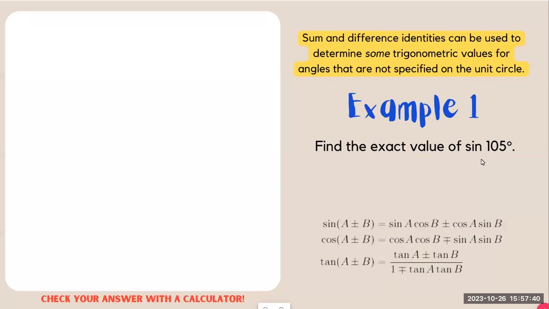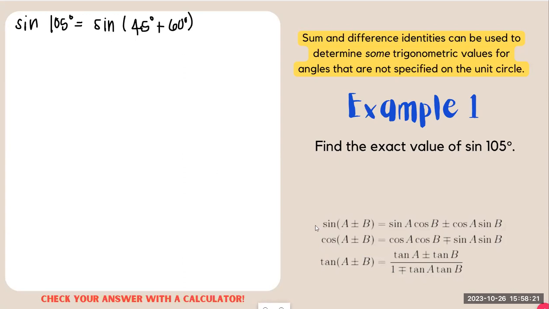So we can either add or subtract. The first pair of angles that comes to mind are 45 and 60. We add those together, that is 105 degrees. So the sine of 105 degrees is equal to the sine of 45 degrees plus 60 degrees. And again, I picked these two angles from the unit circle because they add up to 105. Okay, so this is addition and it is sine.